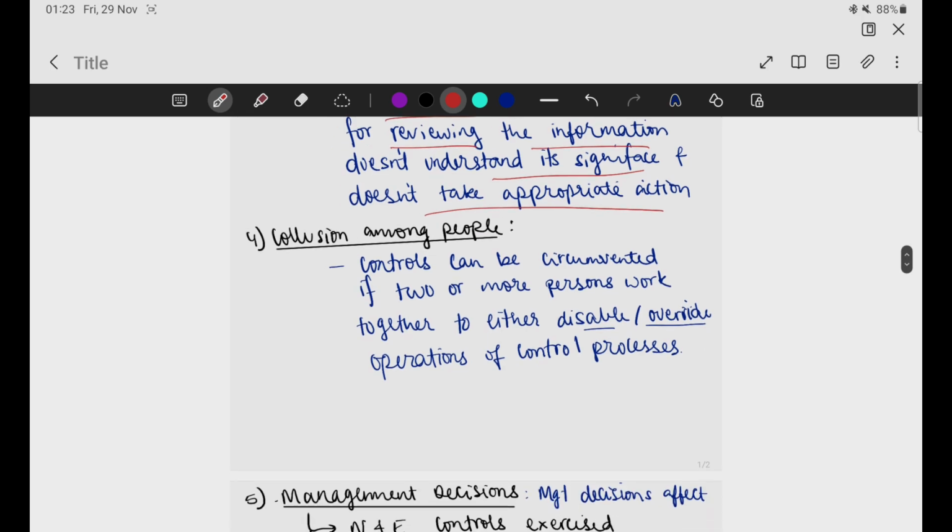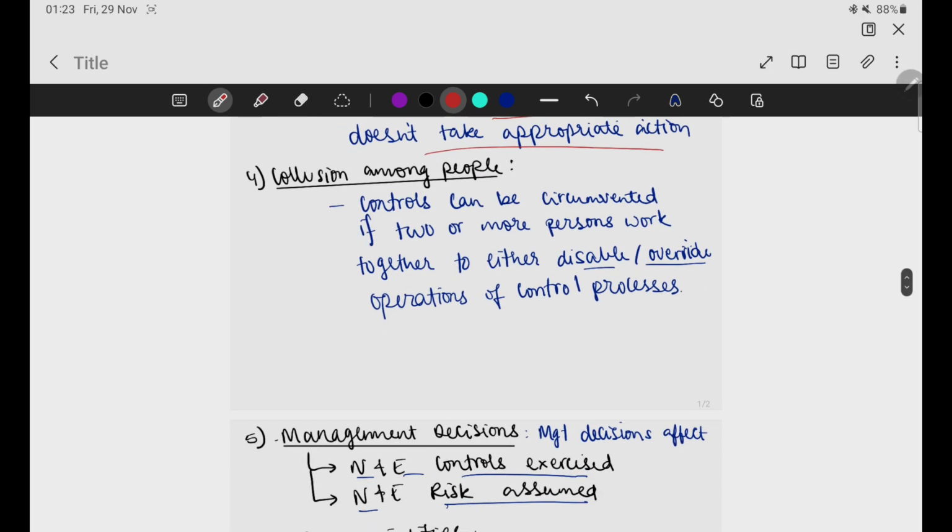Fourth point is collusion among people. Control can be circumvented if two or more people, this is one of the keywords. Collusion cannot be done by only one person. Collusion means coming together and doing something together. Controls can be circumvented if two or more persons work together to either disable or override the operations of control process.